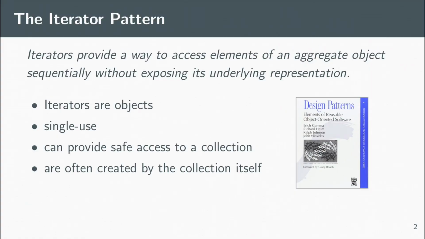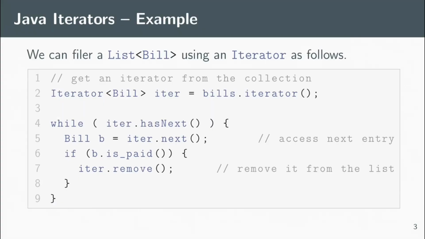The iterator provides safe read and write access to the underlying collection. And it's often created by the collection itself. So you can call the iterator method on any collection, and that would provide you with an iterator without having to know how the iterator itself works. Now let's look at this example one more time and iterate over our collection of bills using an iterator.